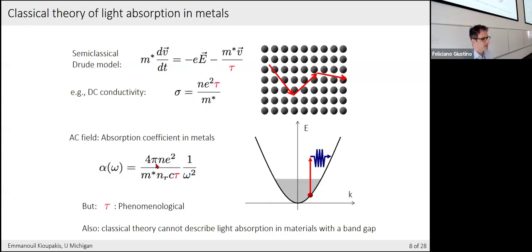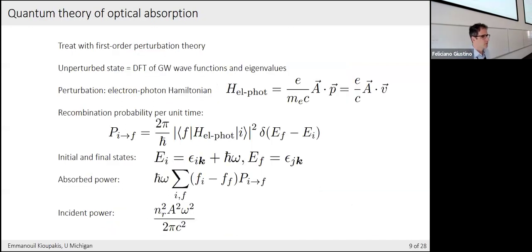Again, it's given in terms of the density of the electrons, the effective masses, the refractive index, and the crucial parameter is tau. Tau is a phenomenological parameter. It's the mean free time between collisions, the average scattering rate for electrons. And with classical theory, it's a phenomenological parameter. People fit it to explain experiments, but there's no ab initio theory to describe it. And also, as you see here, classical theory works for materials that do have free electrons. If you don't have free electrons, you can't use classical theory. Classical theory doesn't know about bands and band gaps. So for that, we need to go to quantum theory.